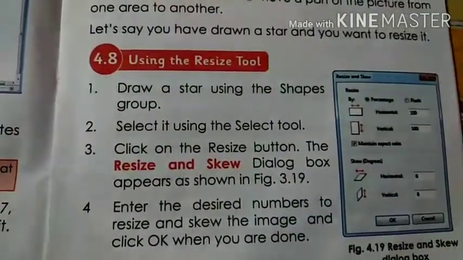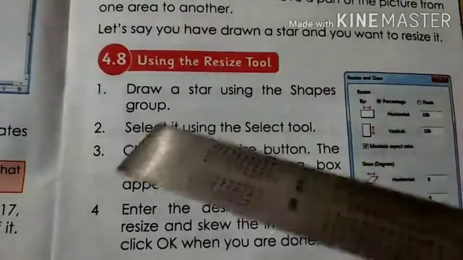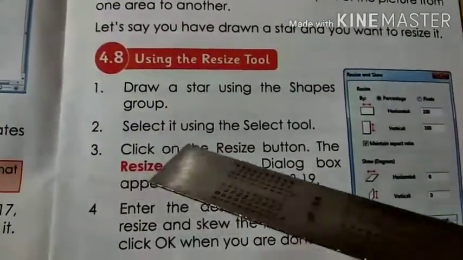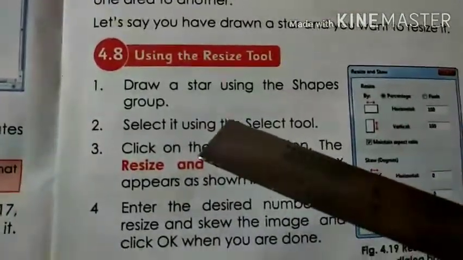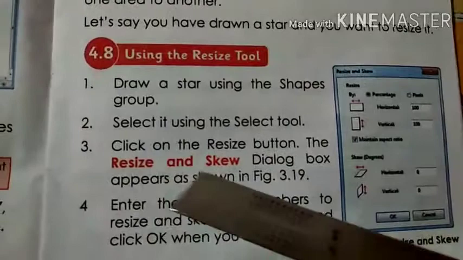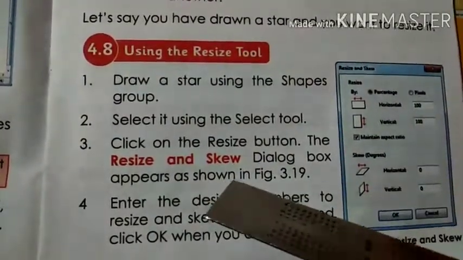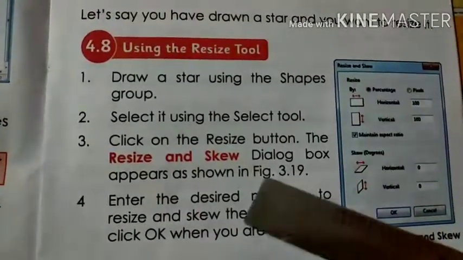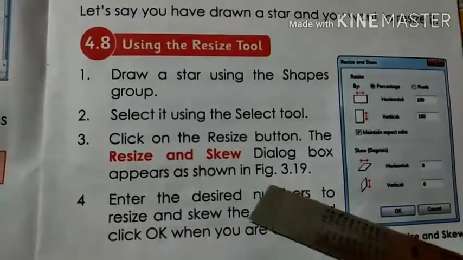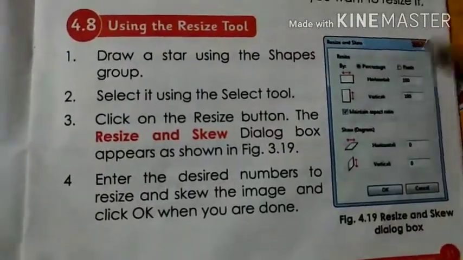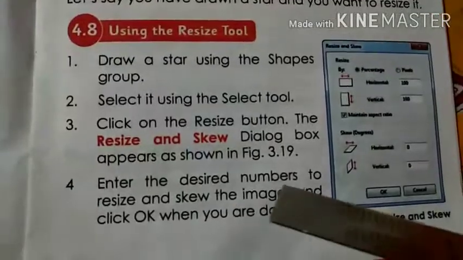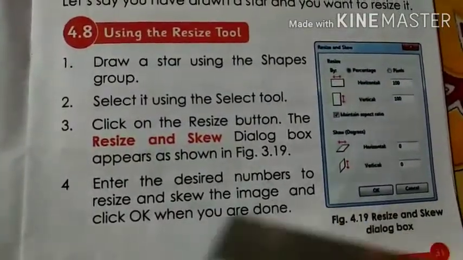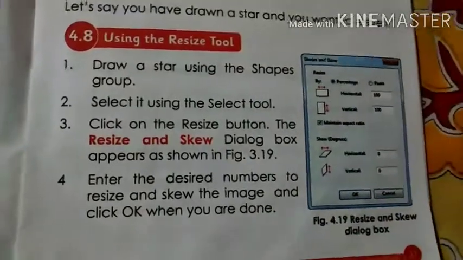So first you need to choose a star shape from the shapes group. Then select it using the select tool that we learned in the last lecture. With the help of the select tool you are going to select the shape of the star. Click on the resize button. The resize and scale dialog box appears as shown in figure 3.19. You need to click on the resize button, then you will have this kind of dialog box on your screen. Enter the desired numbers to resize and scale the image and click on OK when you are done.